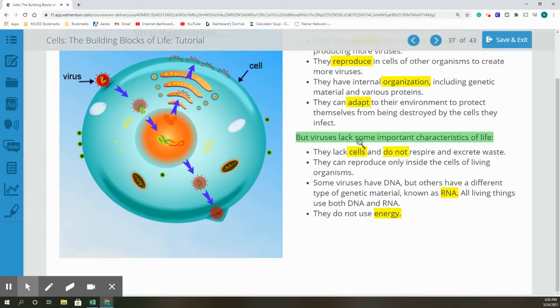But viruses lack some important characteristics of life. They lack cells and do not respire and excrete waste. They can reproduce only inside the cells of living organisms. Some viruses have DNA, but others have a different type of genetic material known as RNA. All living things use both DNA and RNA. They do not use energy.